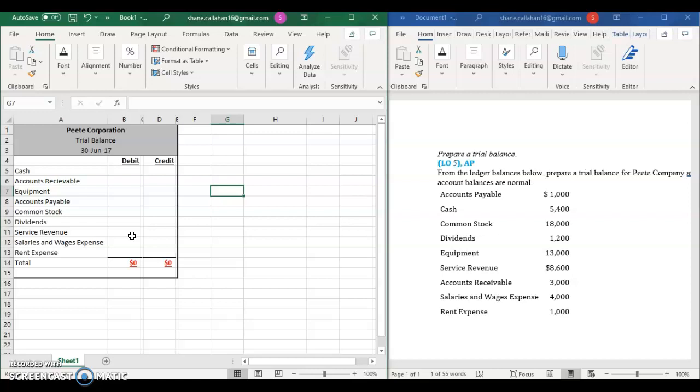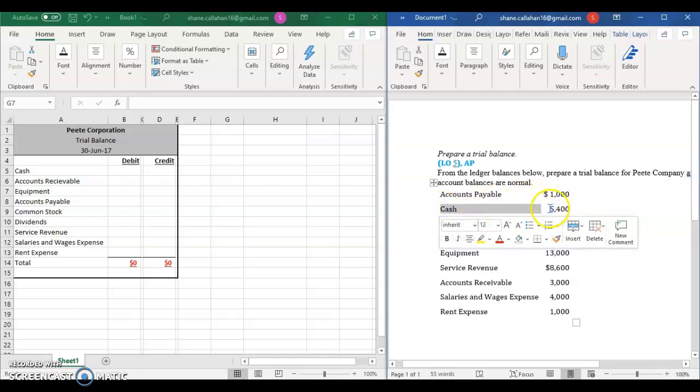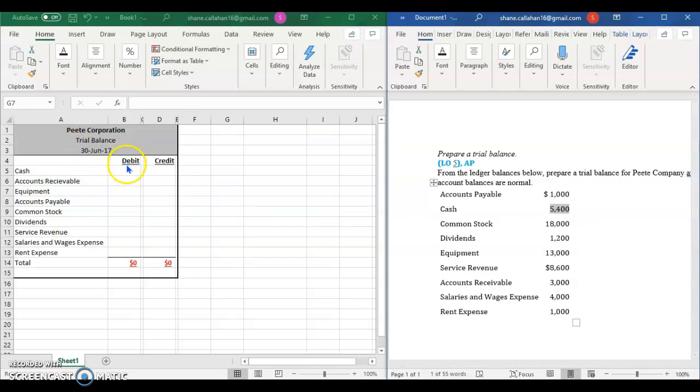As we know from the previous chapters, we list our assets by how fast you can turn them into cash. I already put everything in order, but the first one would be cash. If we look over at our problem, cash is here, and it is $5,400. So we put that under the debit side.